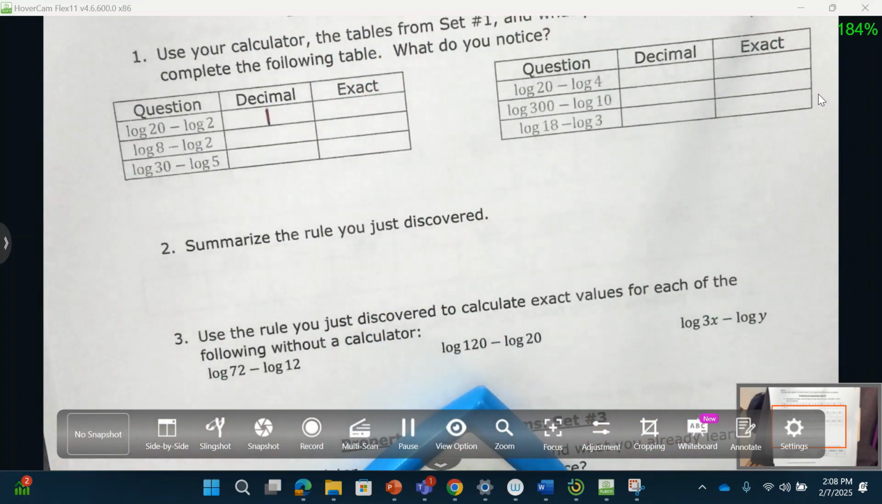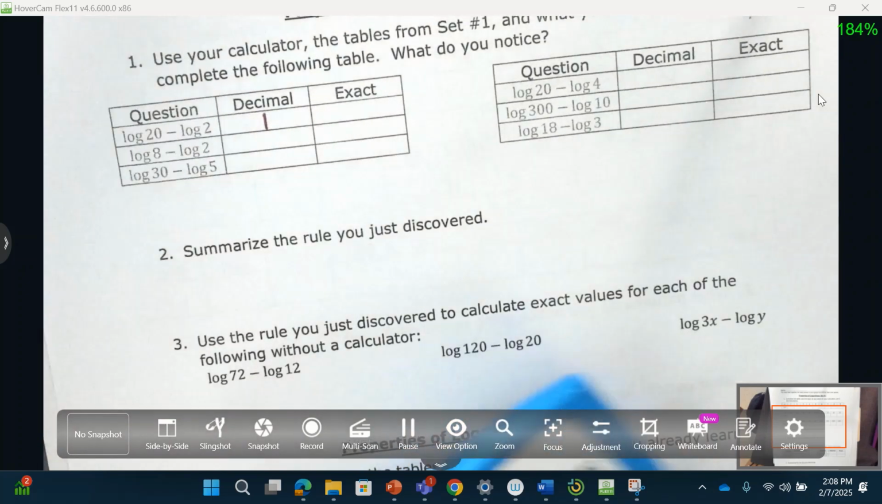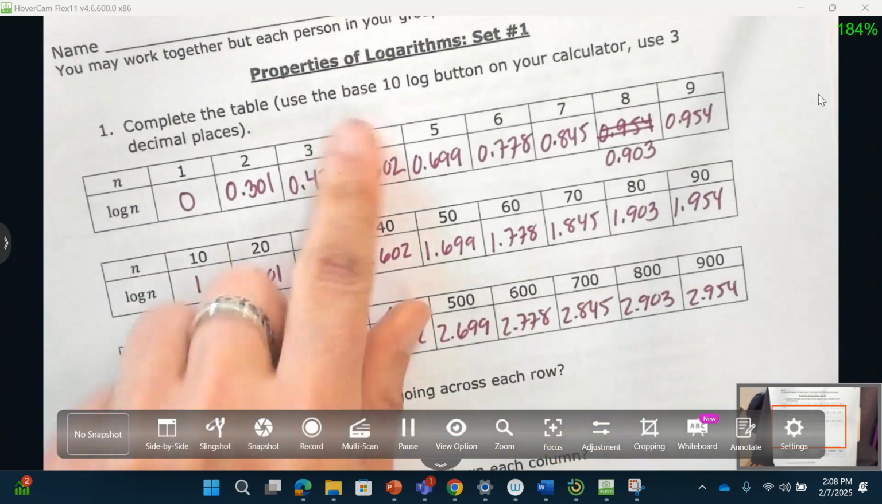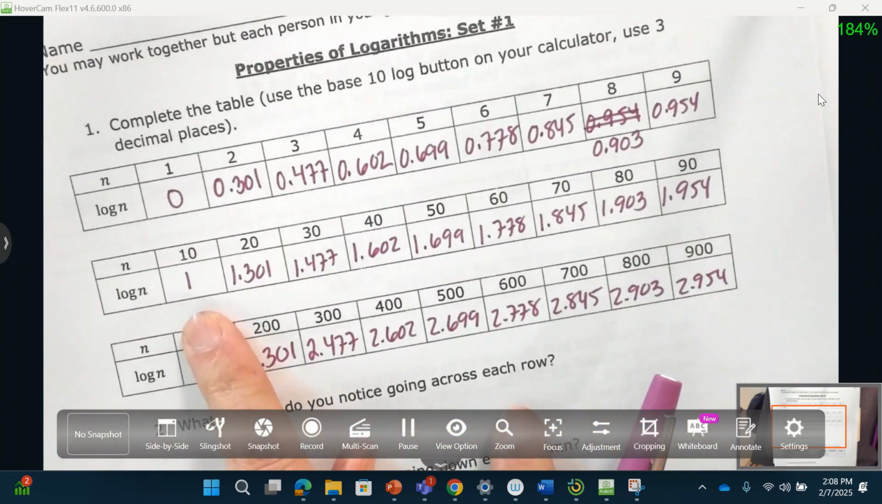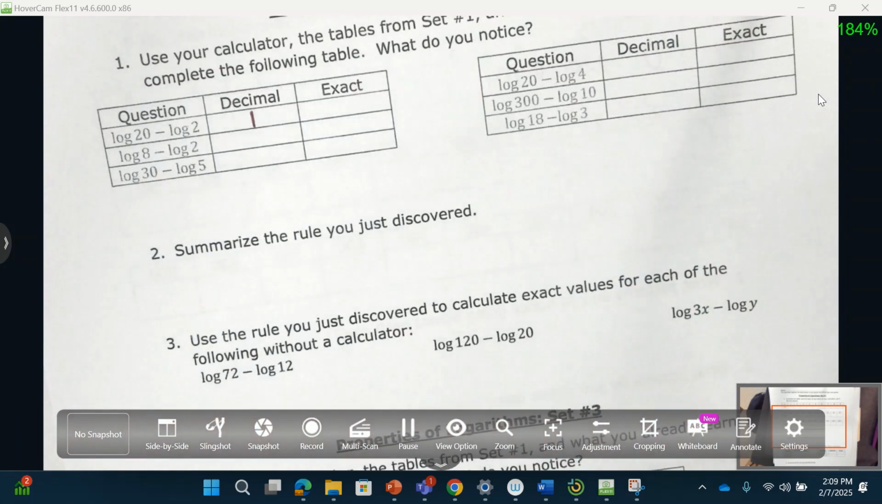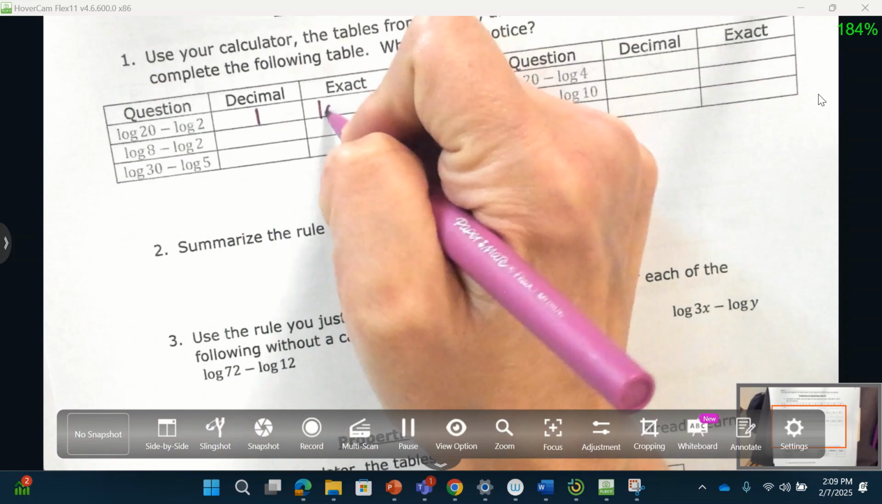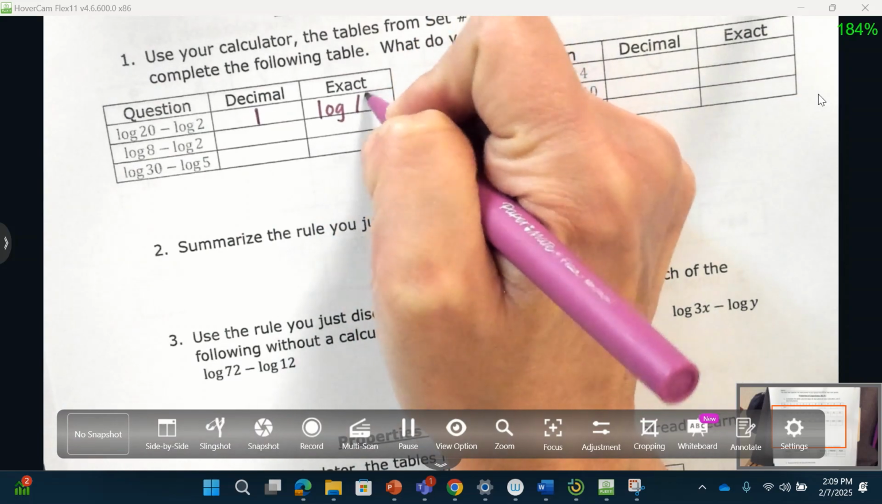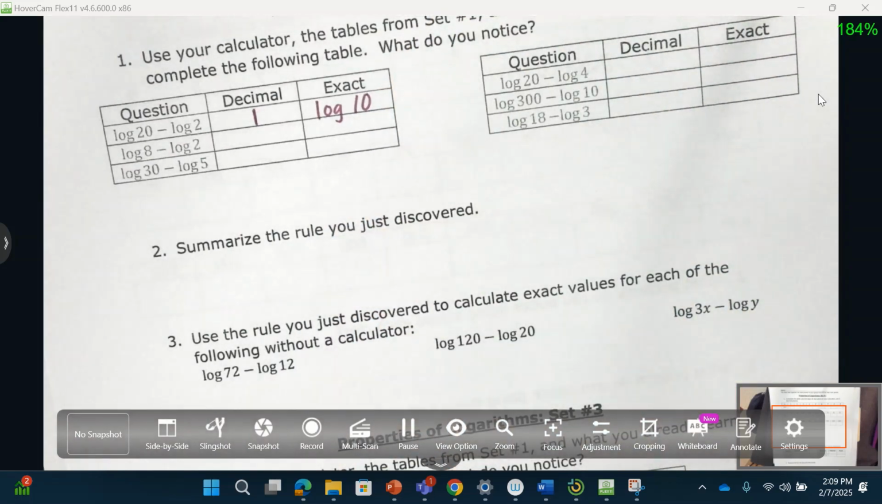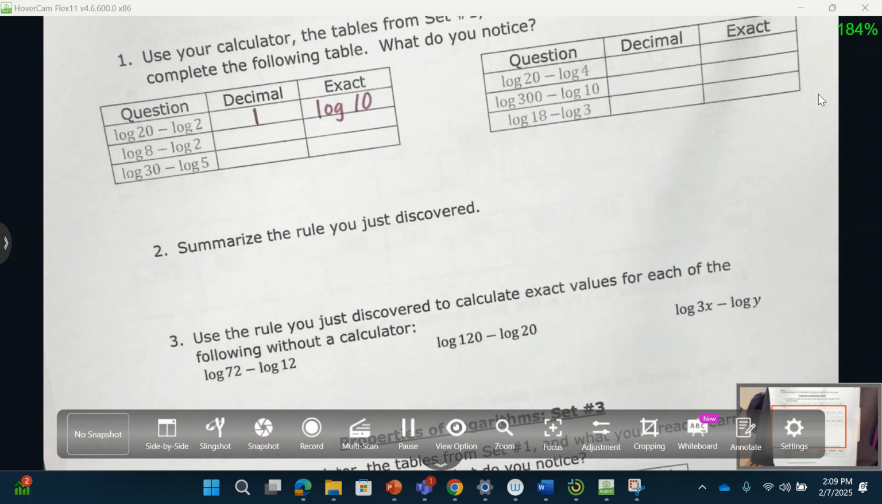And then you would go back to your table, okay, and so we like to pull the table, and you go and find the 1. Where is my 1? Oh, there it is. That is log 10. So make sure you write the log. So log 20 minus log 2, you might at first think, oh, that's going to be log 18, but it's not log 18, it's log 10.